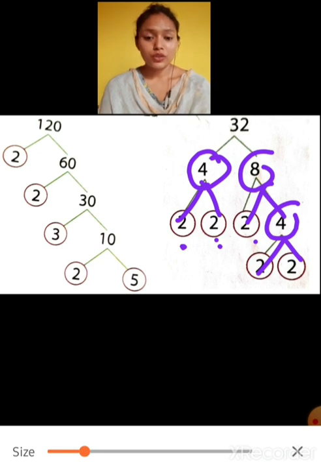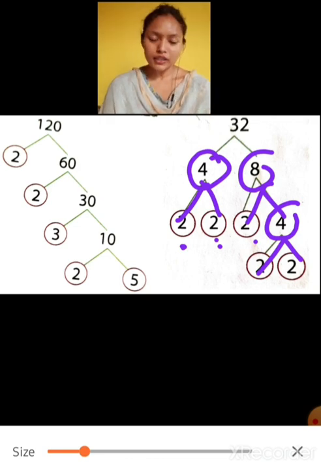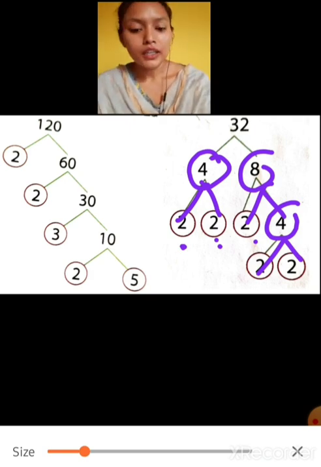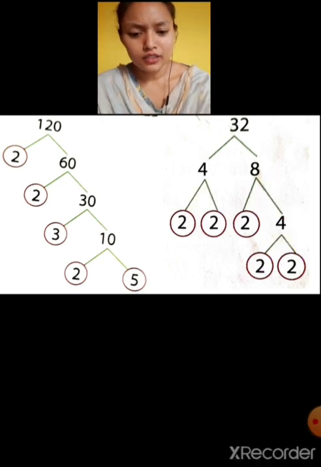That's all. So we can say, what are the factors of 32? 4, 8, 2. These all are the factors of 32. Many more are there, but through the tree method we can represent it like this only. Now let's take an easy one.